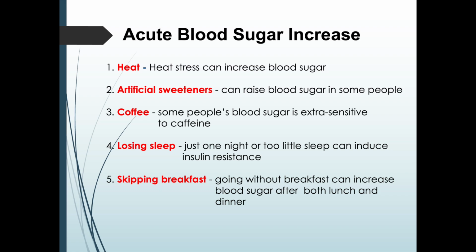And now I will show acute blood sugar. You can see sudden blood sugar levels can increase by heat stress, artificial sweeteners for some people, not all. For some people, coffee also can increase the sugar level. And sleep is very important: too little sleep can induce insulin resistance. As was asked, insulin resistance can develop with less sleep.